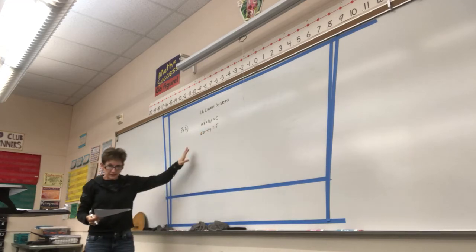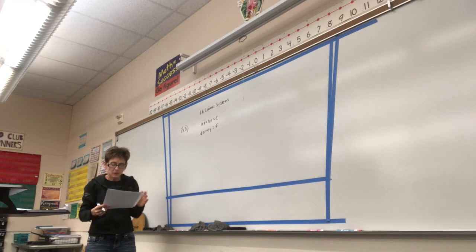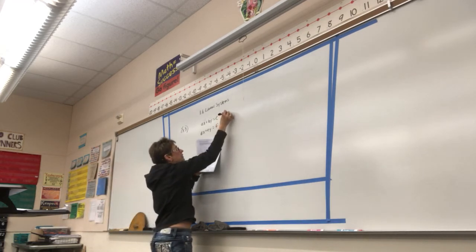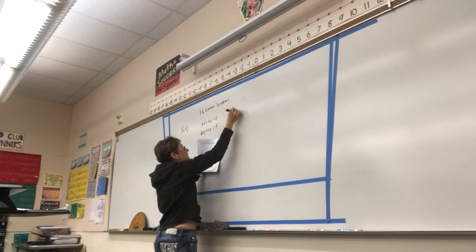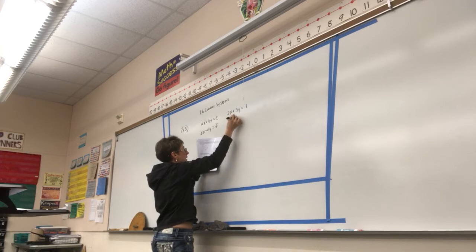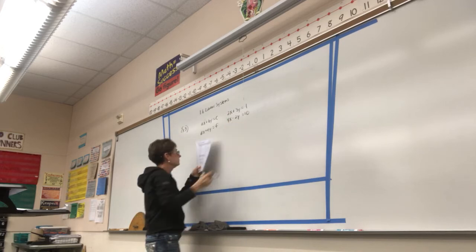Now I'm going to do this so you have a generalized example, but I'm also going to put a specific one next to it so you can see it with numbers. So for example, 2x plus 3y equals 1, and 4x minus 2y equals 10.